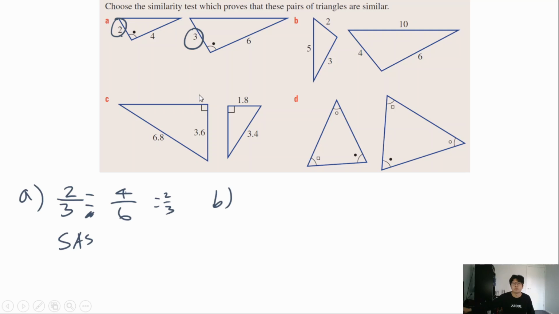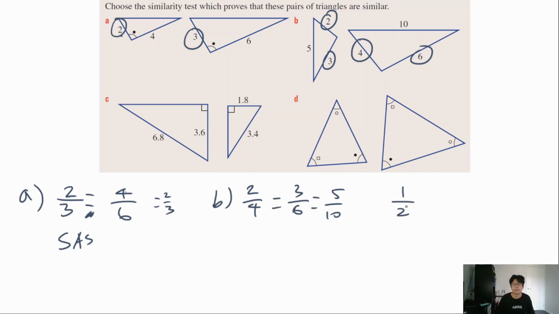Alright, now moving on to question B. The question gives us three sides. We just need to find out whether they are in the same ratio. So I'm just going to write the corresponding sides. The first one is 2 and 4. These two are corresponding. Next one is 3 and 6. These two are corresponding. And the next one is 5 and 10. Those two are corresponding. So if you simplify these fractions, they are all the same as one another. They all become 1/2 at the end. So this means this satisfies the test side, side, side.